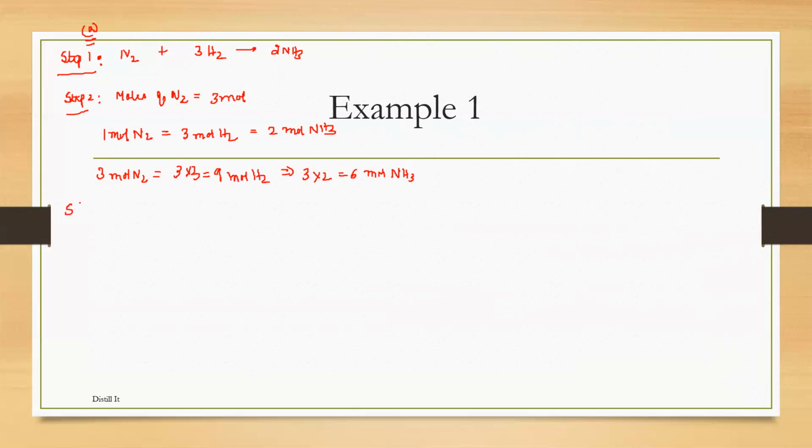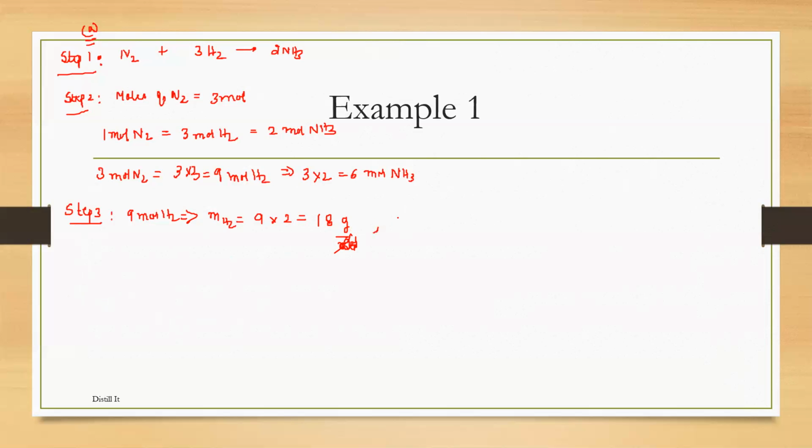Then, once you are done with the calculations of moles, you can go on to calculate the mass. So you have 9 moles of hydrogen, which implies mass of hydrogen is going to be number of moles into molecular weight of hydrogen. That is 18 grams. Sorry, 18 grams, not gram per mole. Gram per mole is the unit of molecular weight.